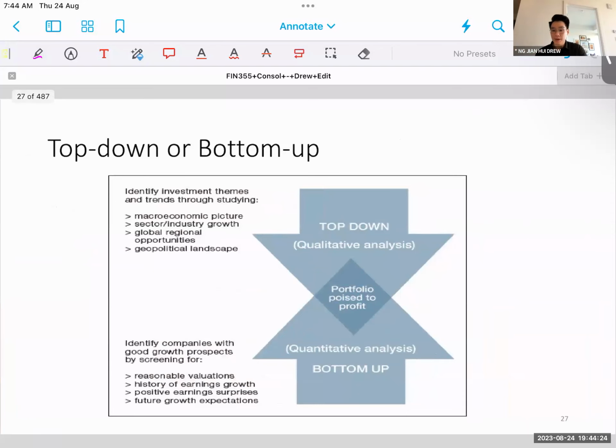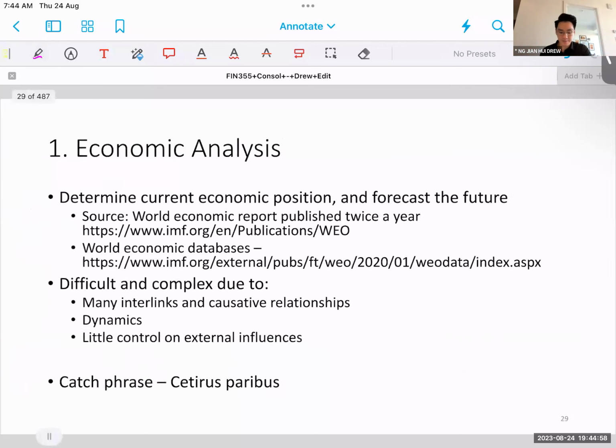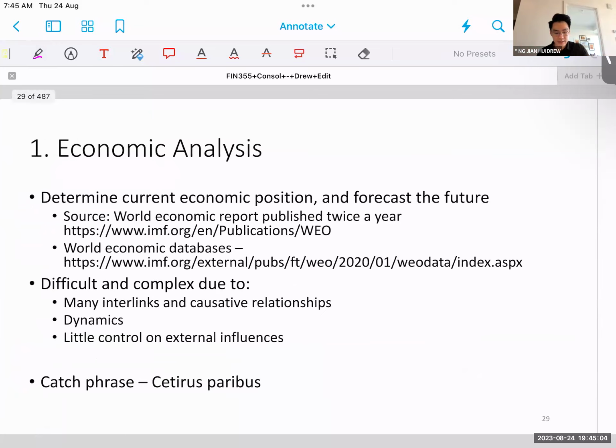And so this is an example of top-down and bottom-up in a pictorial version. Like what I mentioned earlier, today we'll cover the three more qualitative kinds of analysis: economic, industry, and company analysis. And then in lectures 2 to 6, we'll do more of the 6 models that we talk about. And basically, items 9 and 10 are more of a summary, pulling everything together, arriving at a value per share and making a recommendation. All right, this is not too important, so I'm just going to skip this.